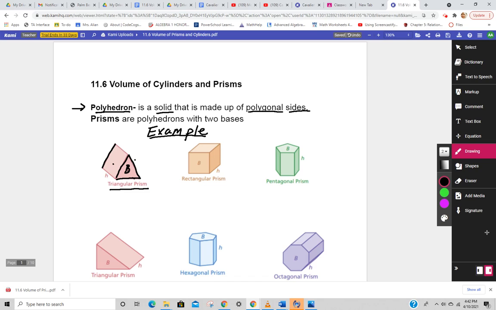Okay? All right, so here's a rectangular prism because this base right here is rectangular. Here's the first base, and the other one is in the back. This is called a pentagonal prism because the base of this solid here is a pentagon. Here's your first base, and the second one's at the bottom.